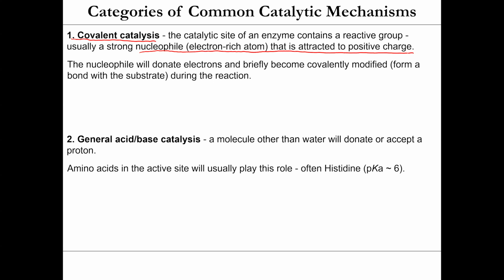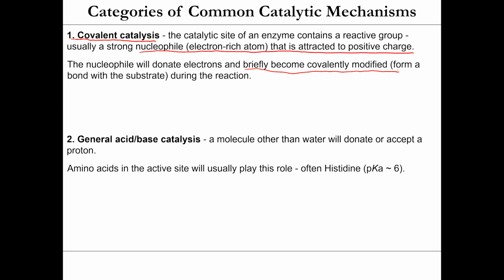So the nucleophile will donate electrons and briefly become covalently modified during the reaction. It'll actually form a covalent bond with the substrate at some point during the catalytic reaction. So that's covalent catalysis, and it's a very common catalytic mechanism.